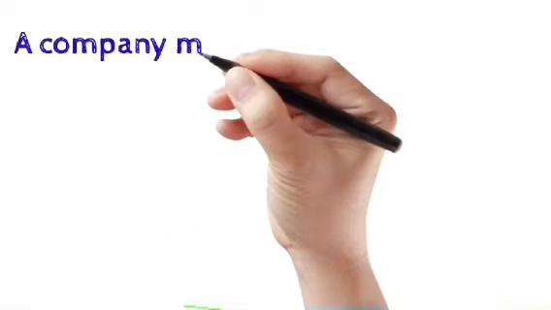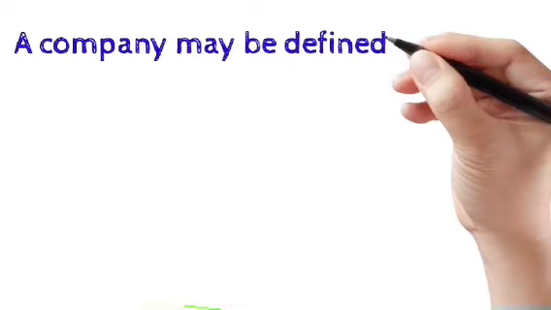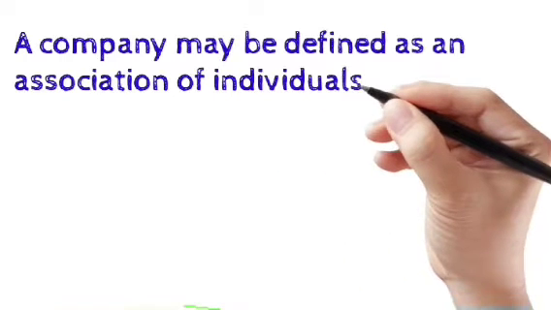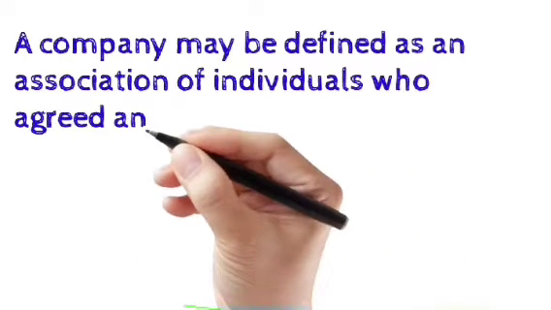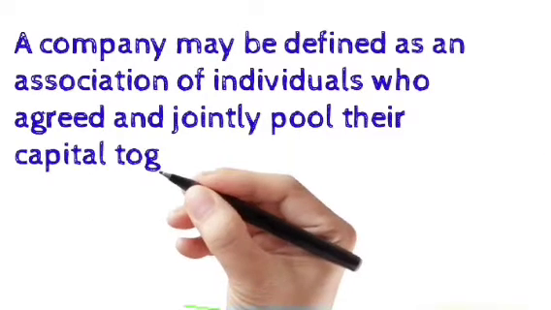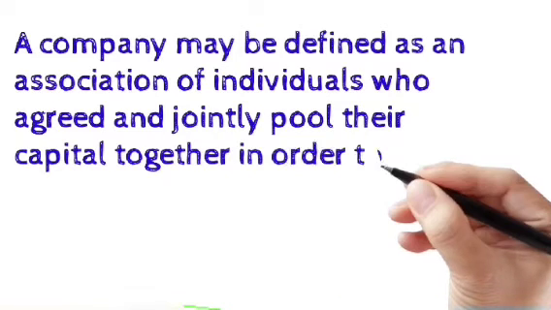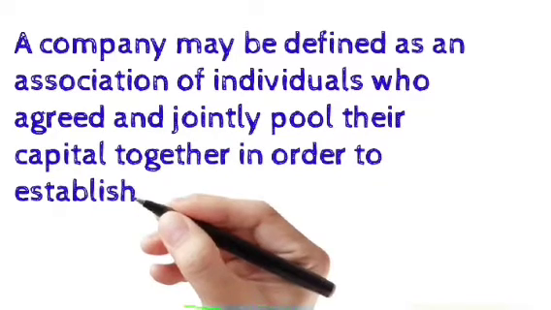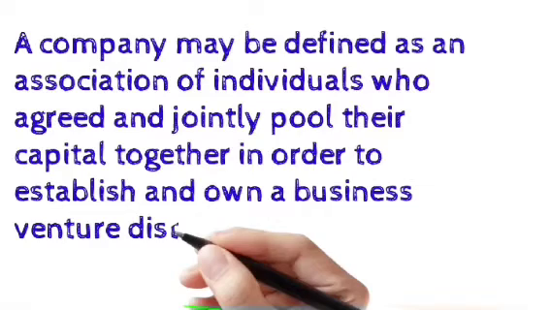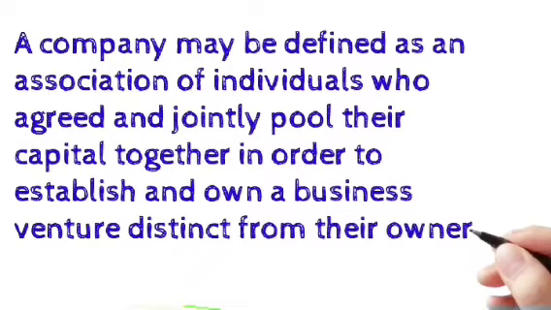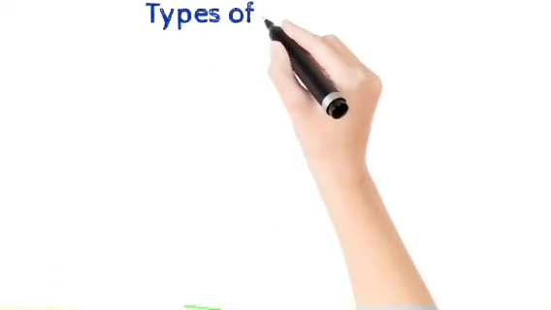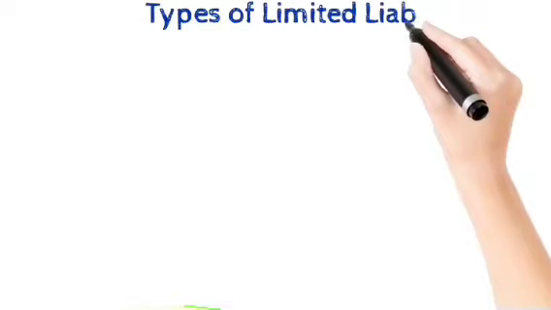A company is defined as a legal person or entity created by the association of individuals who agreed and jointly pool their capital or resources together in accordance with the law in order to establish and own a business venture that is distinct from their owners. In the course of today's lesson, we're going to focus on these 2 types of companies.